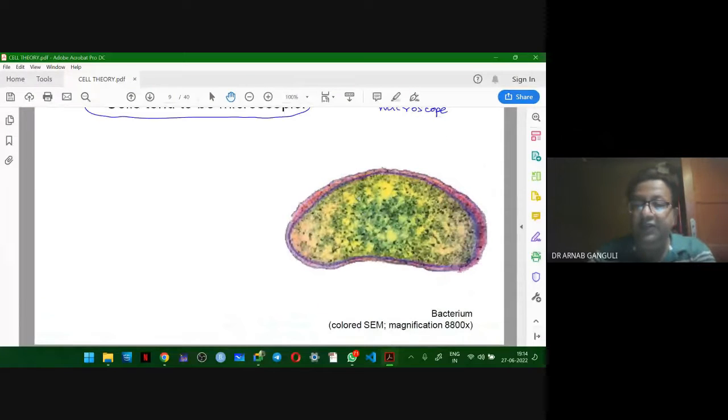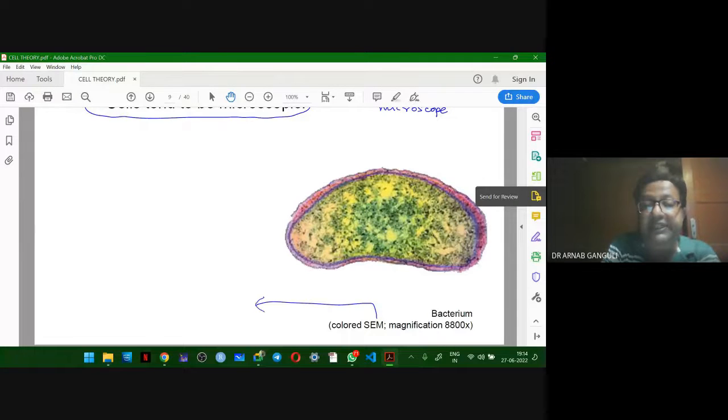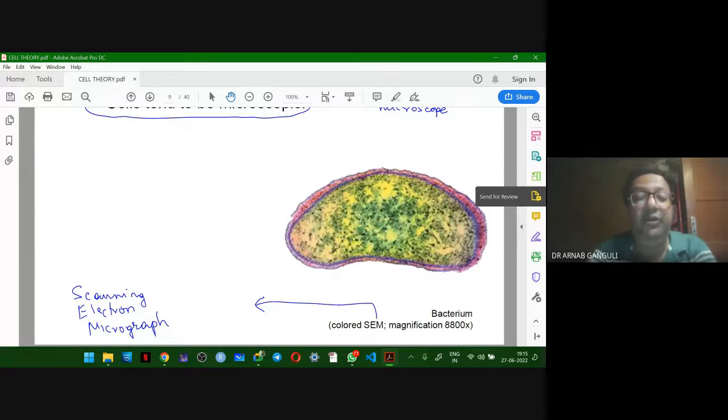This is a scanning electron microscope, SEM. Whenever you see this word SEM, it means scanning electron micrograph. That is an image taken from a scanning electron microscope.